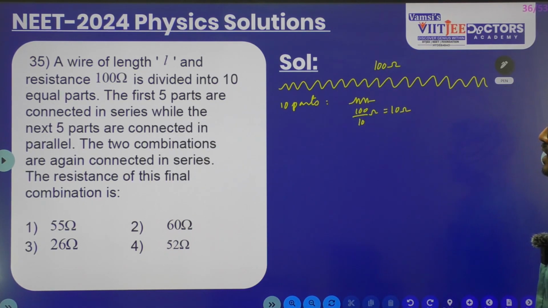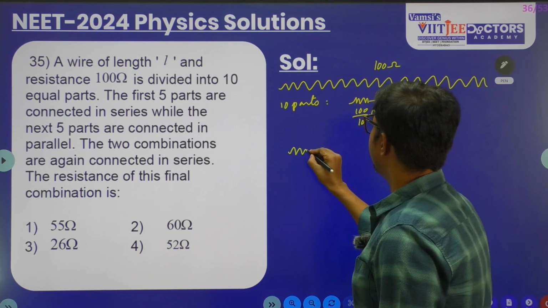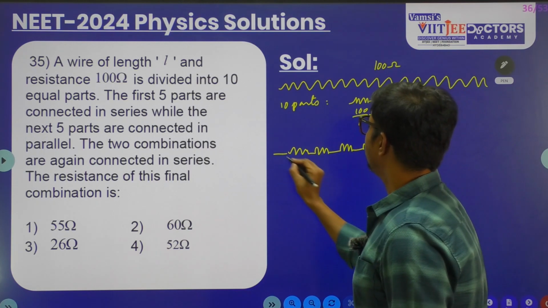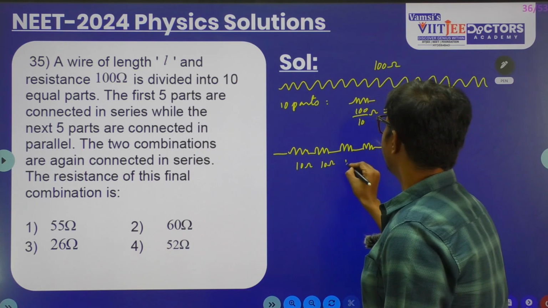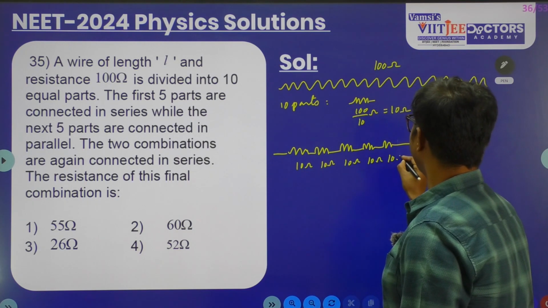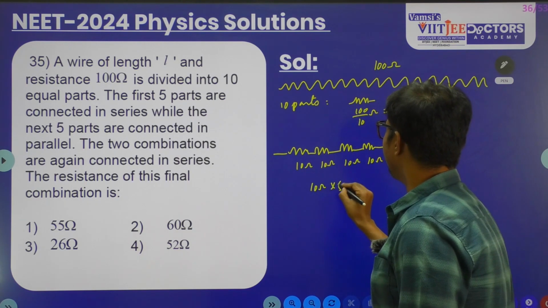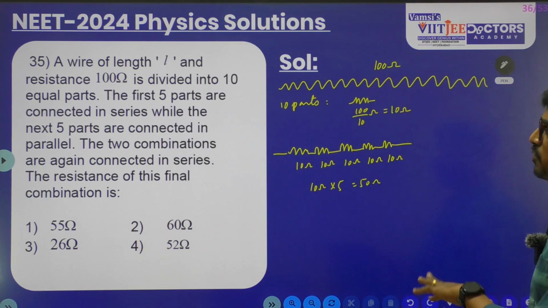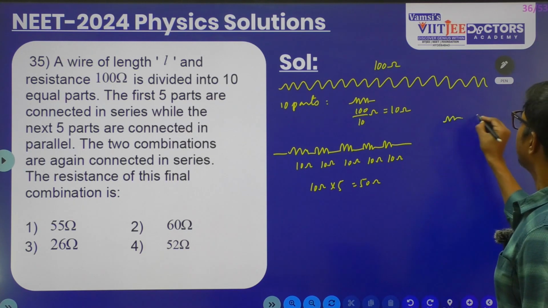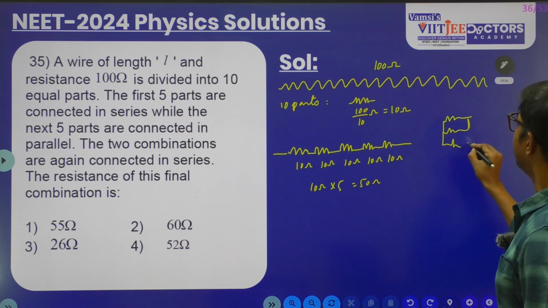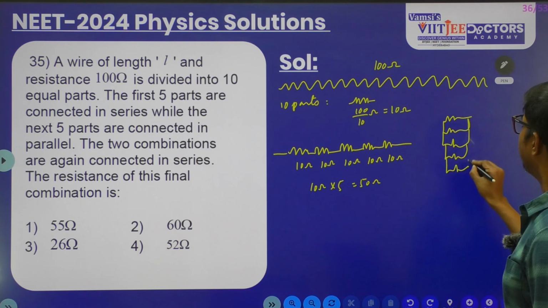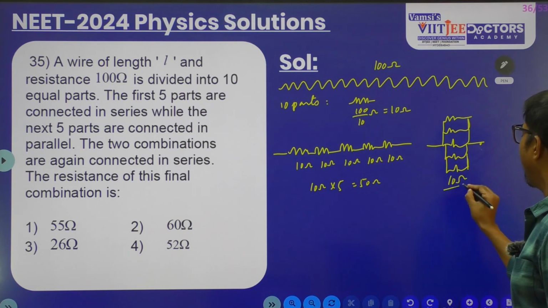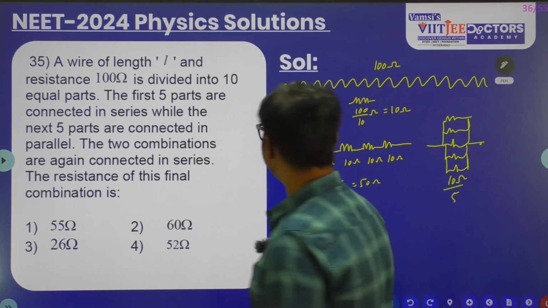Now the first 5 parts are connected in series. So you take the first part, then second, third, fourth, fifth part. They are connected in series: 10 ohm, 10 ohm, 10 ohm, 10 ohm, and 10 ohm. So totally 10 ohm into 5, that will be 50 ohm resistance. And then what did they do? They took the remaining 5 connected in parallel. First one, second, third, fourth, fifth. Their resistance will be 10 ohms by 5.